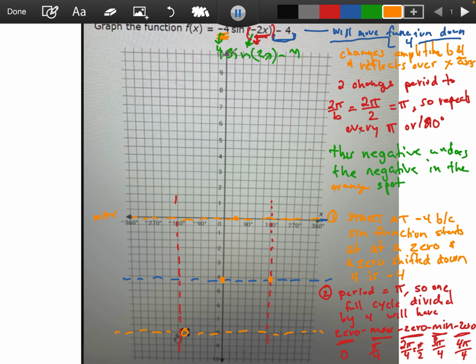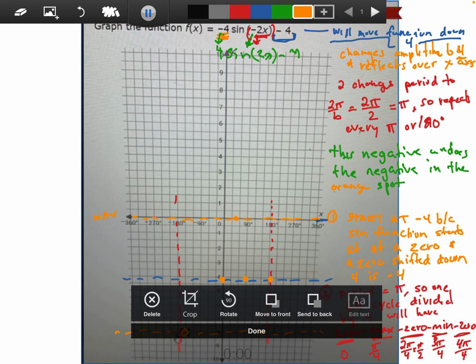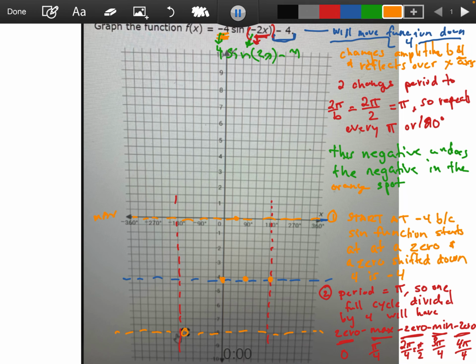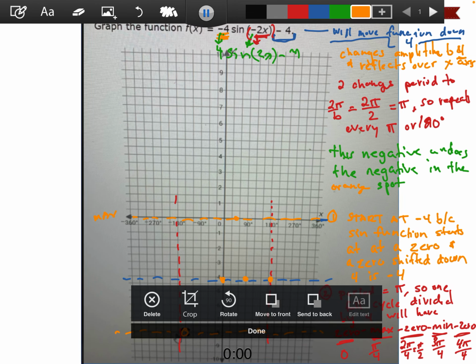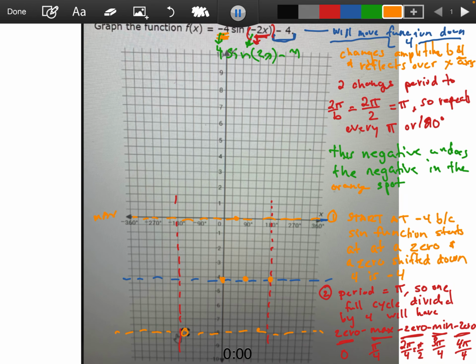At pi over 2, that's 90 degrees. Well, it's got to come back here to be on the axis. And then at 3 pi over 4, that's again halfway here. It's got to be all the way down. Okay, and now I can get a basic form.